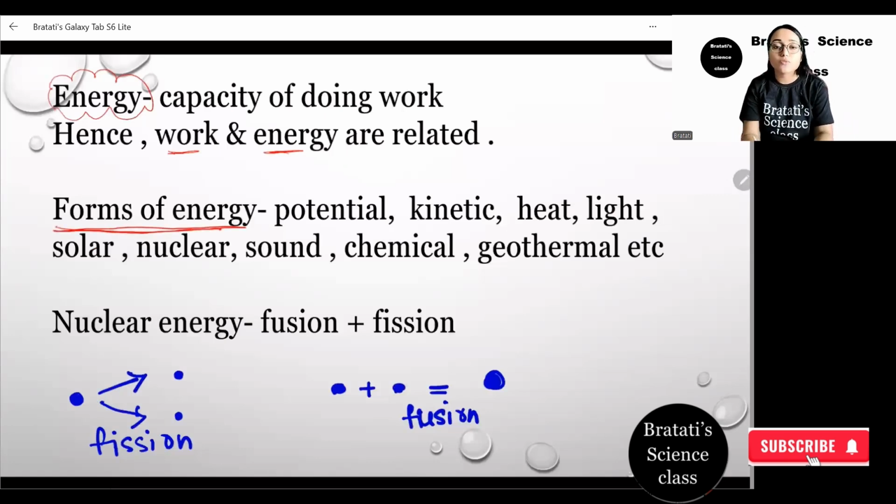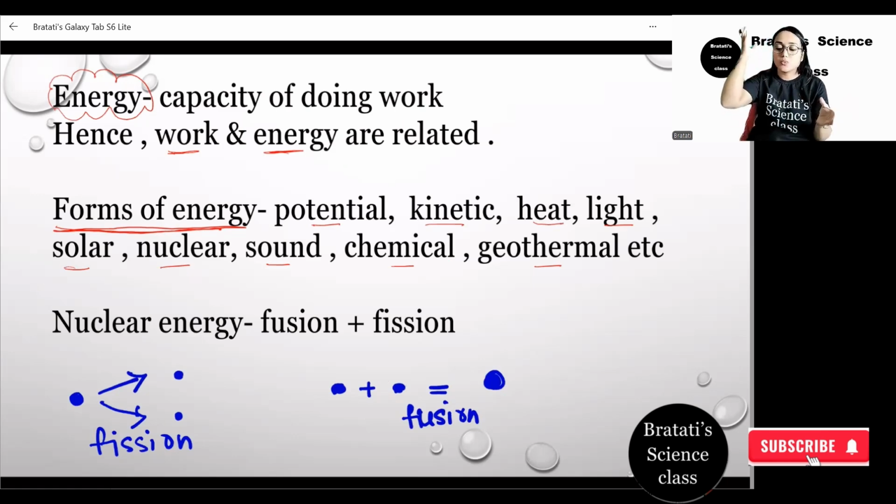Now, there are different forms of energy. The different forms of energy can be potential energy, kinetic energy, heat energy, light energy, solar energy, nuclear energy, sound, chemical, geothermal, etc. Potential energy is the energy that is there in a body when it is at rest. When it starts moving, there is a velocity, and then it changes to kinetic energy. Clear? Heat energy evolves when coal is burned or when paper burns.